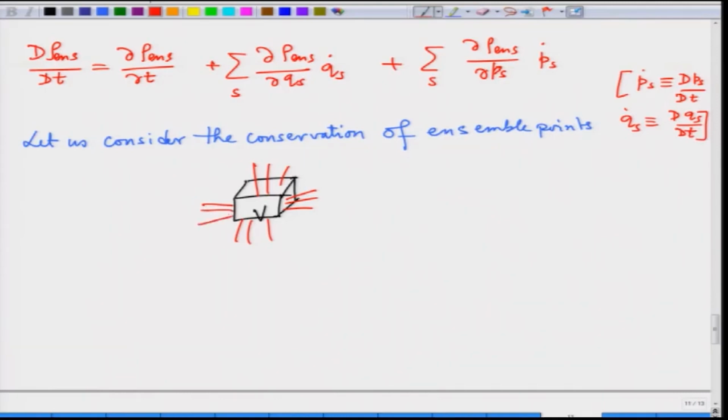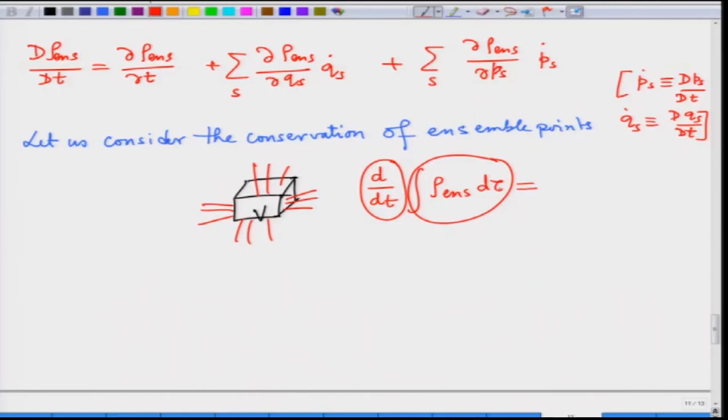Okay. So, how to write that? The formal way of writing this is d/dt of the integral of rho_ens d tau. This is the total time derivative of the mass of the ensemble points. Once again, they are not real particles, so when I talk about mass, this is a representative mass, which is nothing but the density times the volume.